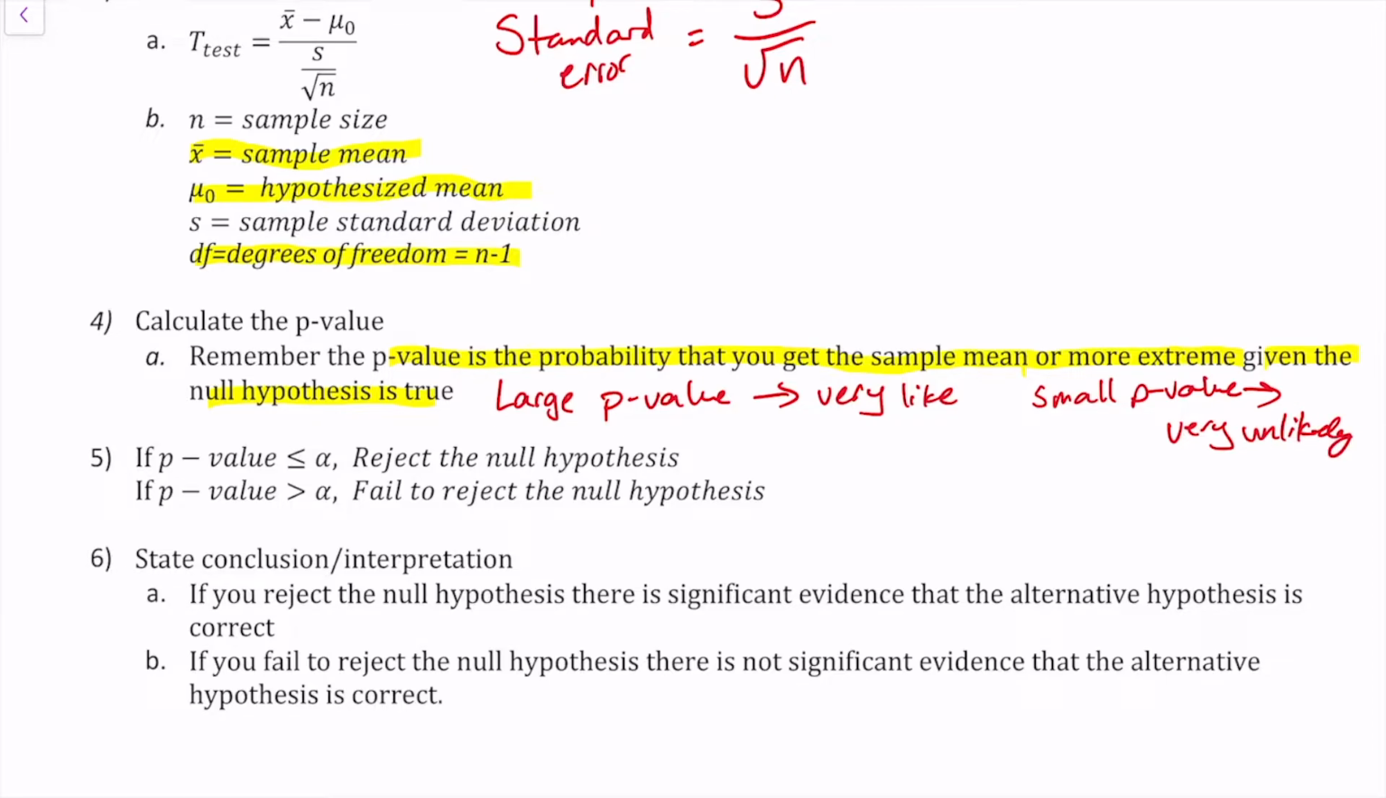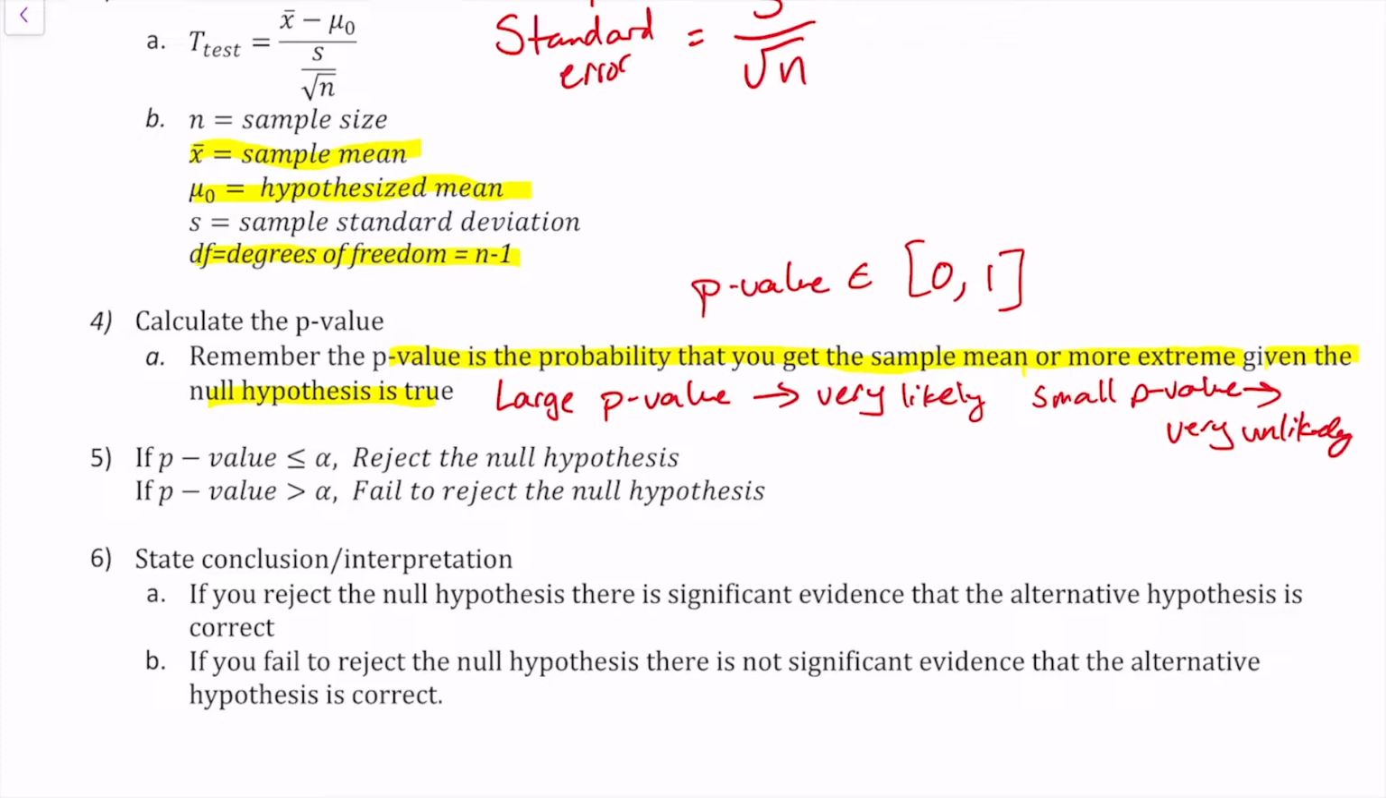And remember, your p-value is a probability, so it has to be between 0 and 1. The closer it is to 1, the more likely it is for us to observe that data, assuming that the null hypothesis is true. The smaller the p-value, the less likely it is for us to observe our data, given that the null hypothesis is true.